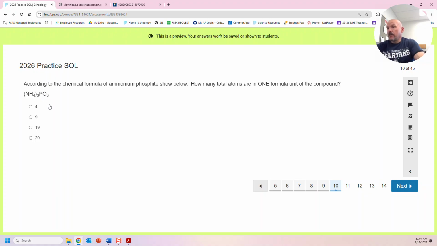So we've got to interpret this formula. We've got to understand that there's 3 times 1 nitrogen, there's 3 times 4 hydrogens, there's 1 phosphorus, and there's 3 oxygens. And then we just have to add that all up.